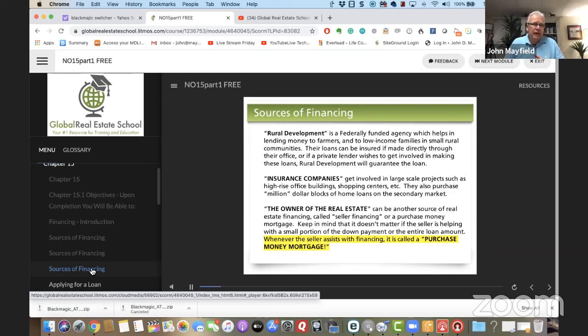Now, rural development, many of you out there are probably going to use this once you get your license. The biggest problem we have with consumers in my area, and I'm in a small community, Farmington, Missouri, about an hour south of St. Louis, is that borrowers can make the mortgage payment. They don't have a problem making the monthly payment. The problem is coming up with the down payment.